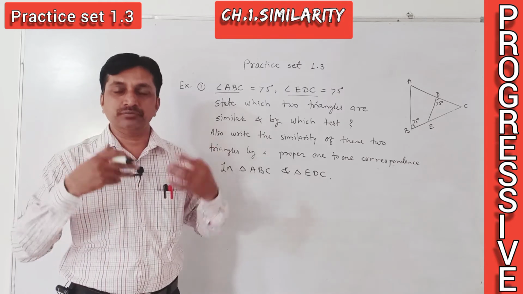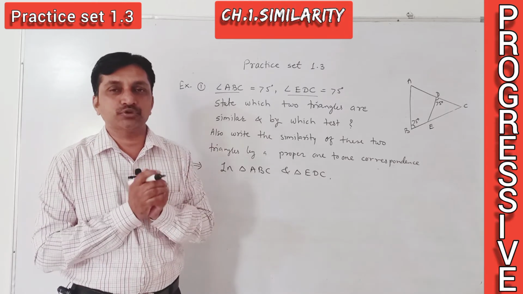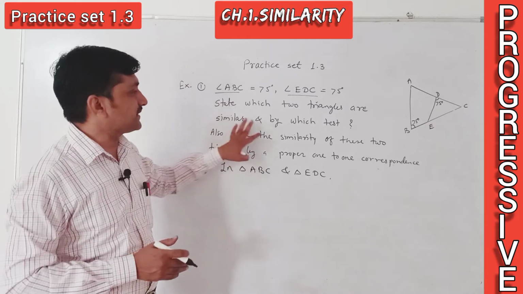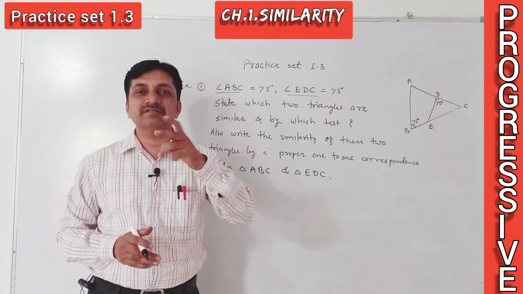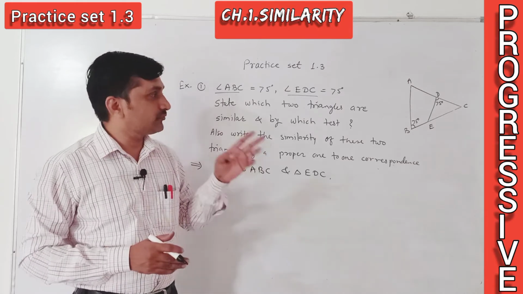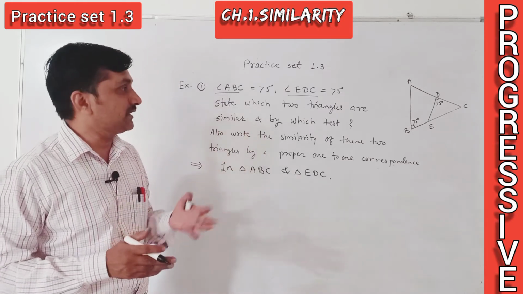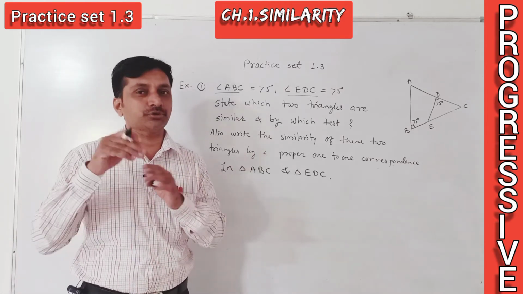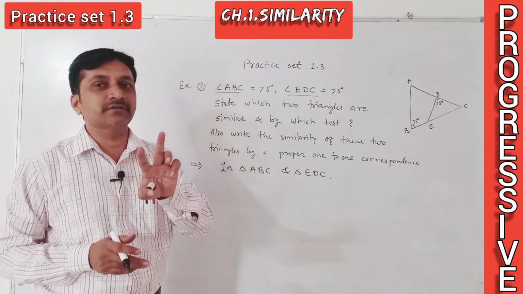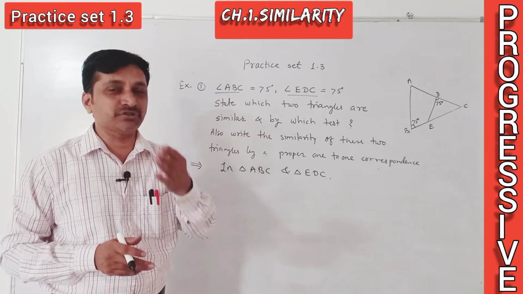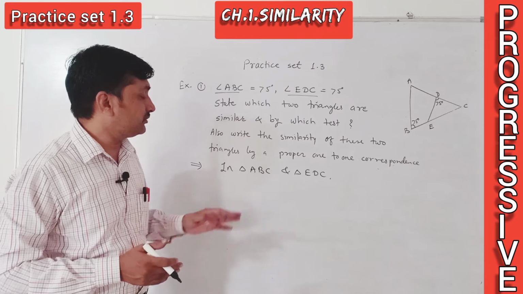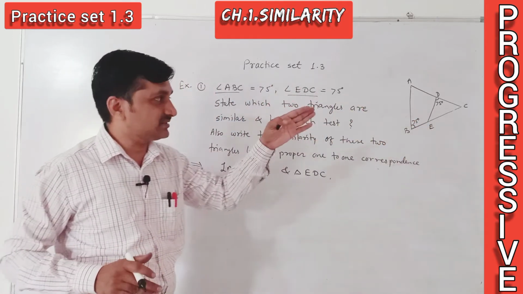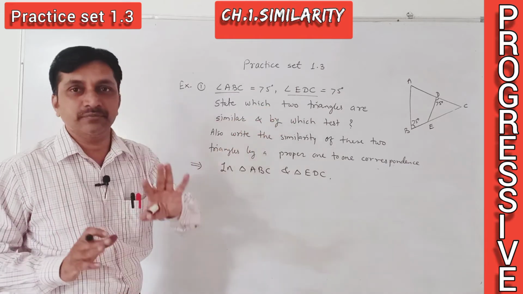In my view, first think over that before starting the solution: by which tests is it possible? Here sides are not given, so automatically SSS and SAS we cannot use. Therefore what is left? Only AA test. That is actually AAA, but I told you there is no need to show the third angle. If two angles are congruent, then the triangles are also similar by AA test. But we want two angles here. Here 75, and observe that 75 is congruent.